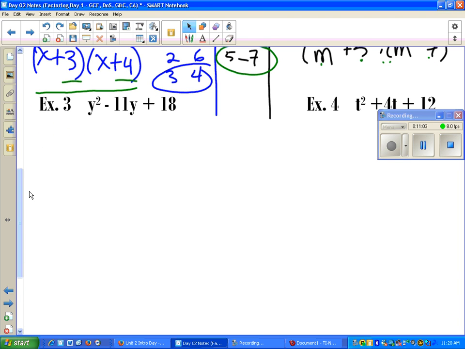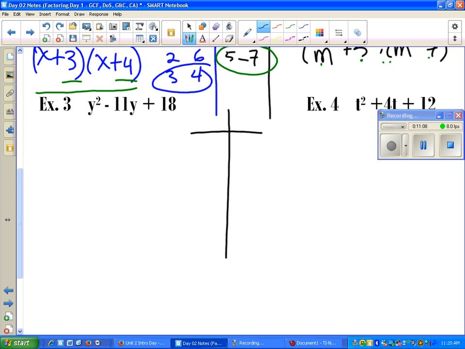Here we go, number 3. Again, you have to ask the same question. What multiplies to be 18 and adds to be negative 11? Most of us can think through these factors and come up with what they are. Some of us need to list the factors. I like to keep them in order. Now the thing about it is I need a positive 18 and a negative 11. So both the 9 and the 2 have to be negative.